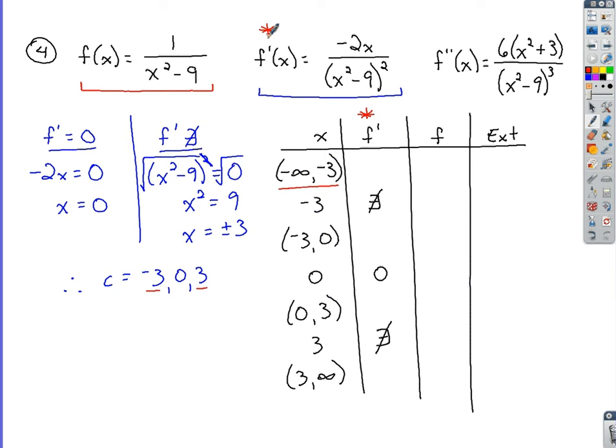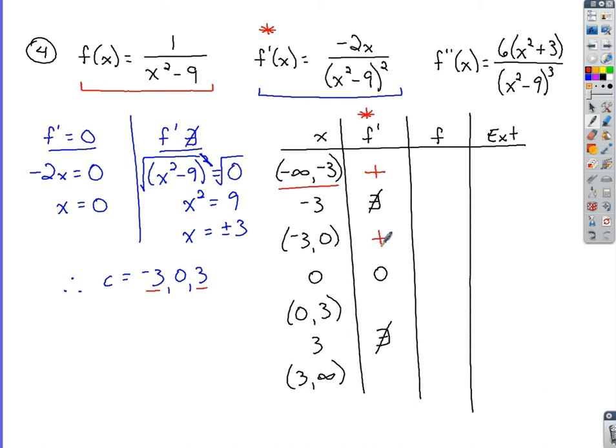If I plug in -4, it's -2 times -4 on top, right? That's positive. Divided by a quantity squared, which will always be positive. Positive divided by positive, it's going to be positive. I choose a number on the interval -3 to 0, also a negative number. So I choose -1. I'm going to get the same thing back, right? Same thing I got for that first interval, so that's going to be positive.